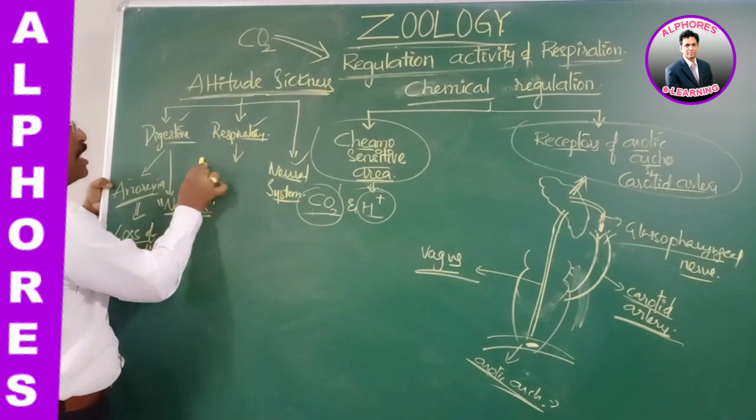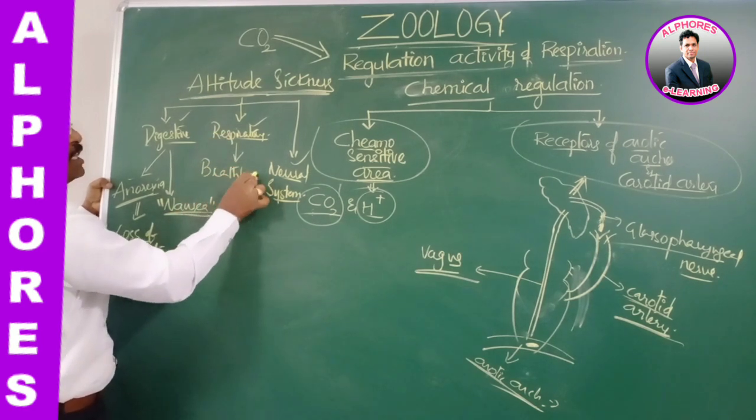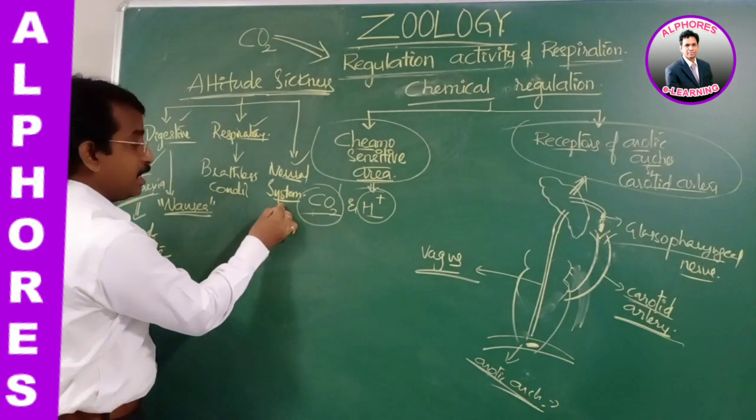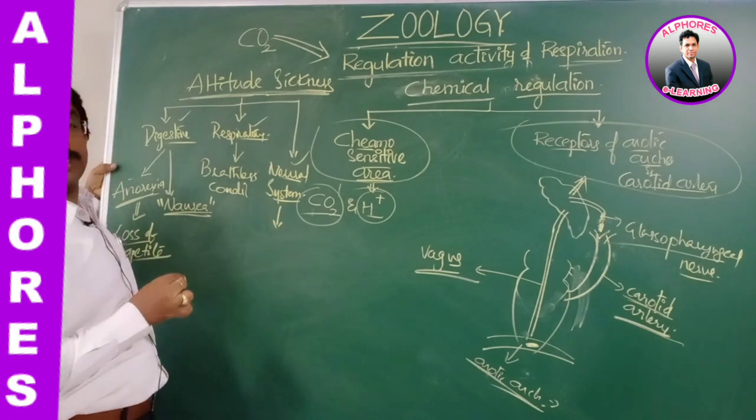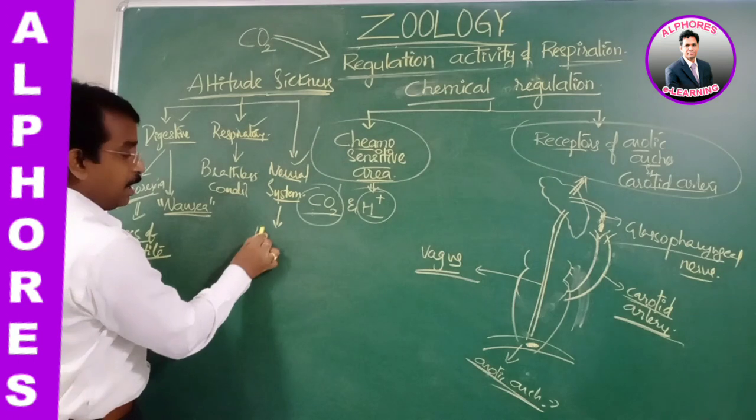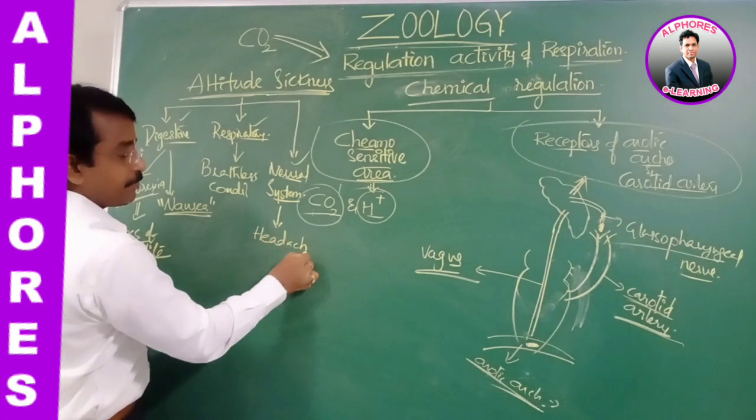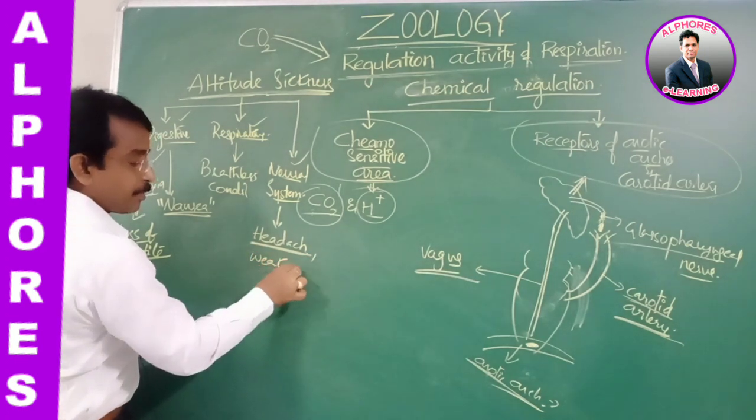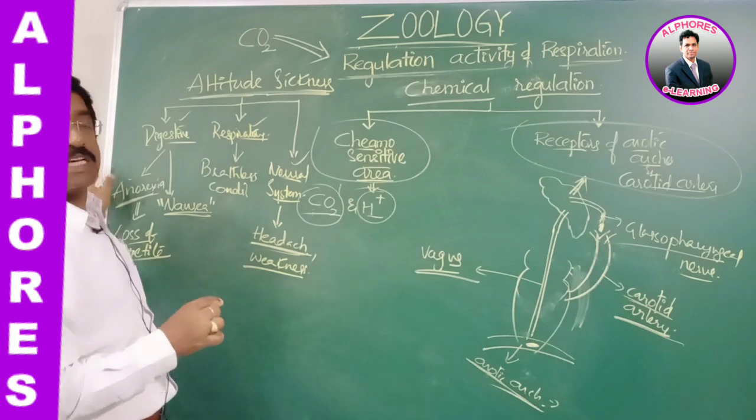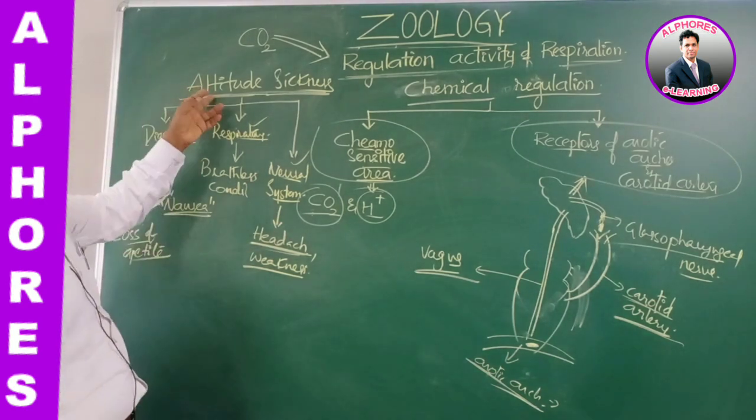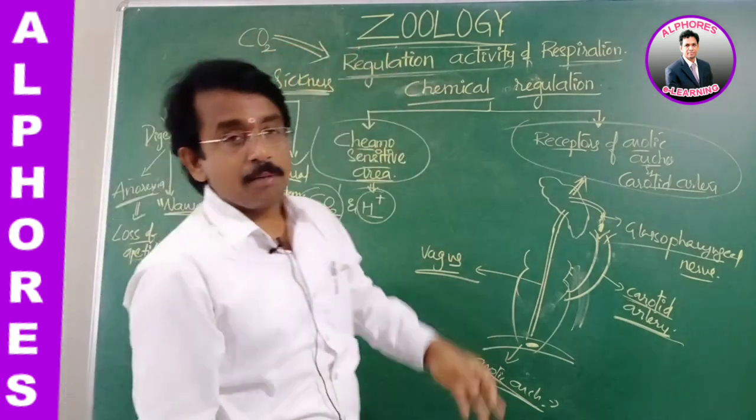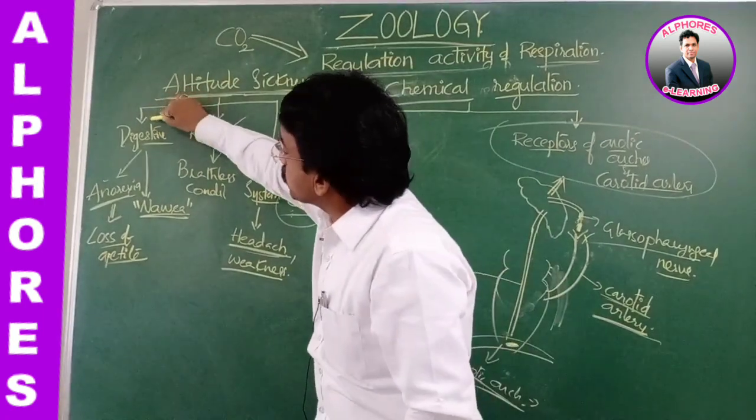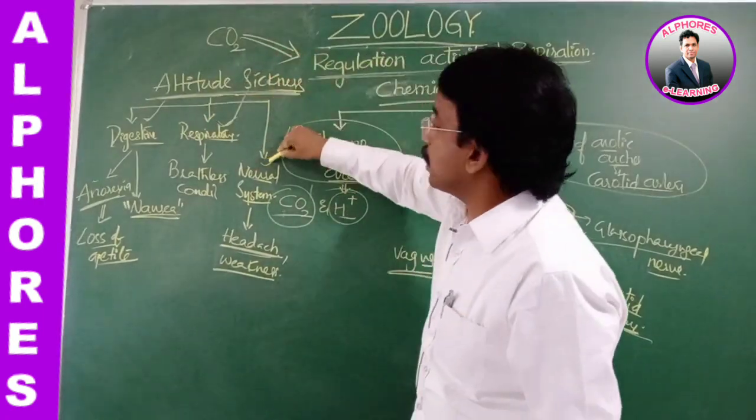Respiratory problem, where a breathless condition is seen. And the neural system effects involve headache and weakness, which are the symptoms we see. So altitude sickness is one problem one is prone to at high places, showing effect on the digestive system, respiratory system, and neural system.